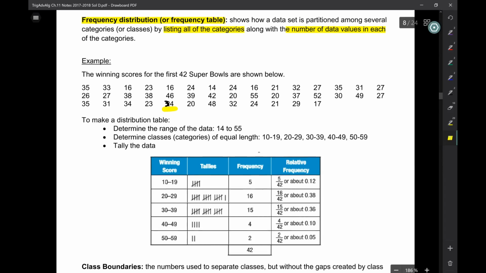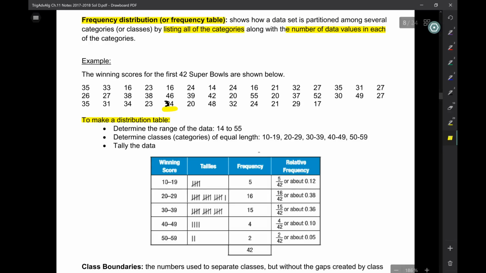Take a look at this example. These are the winning scores for the first 42 Super Bowls. So the very first Super Bowl, the winning team scored 35 points. And the 42nd Super Bowl, the winning team scored 17 points. So what we're going to do is make a distribution table.